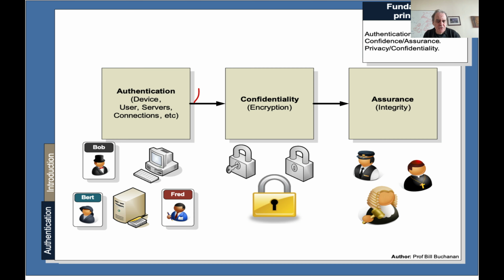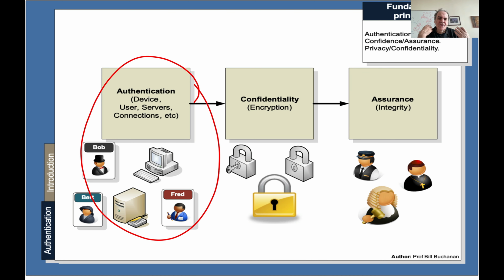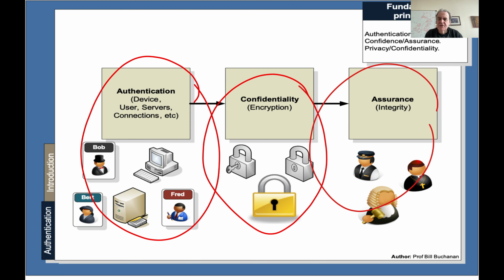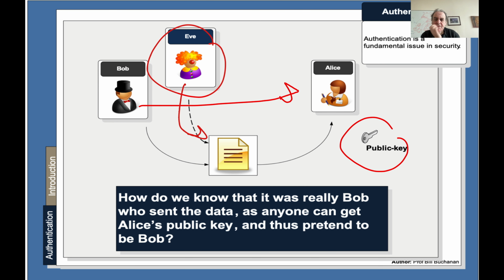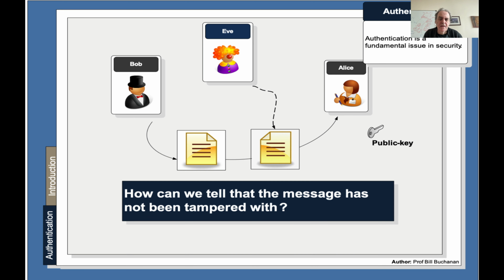Okay, so what we really want to do is to make sure that we authenticate our devices and our users. We need to keep things confidential, and we obviously need some integrity within our infrastructure. The problem is, how can we get the public key from Bob to Alice without Eve pretending to be Bob and saying that she is passing Bob's public key? And how can we make sure that something hasn't been tampered with between Bob and Alice, for example, where Eve becomes an Eve in the middle?